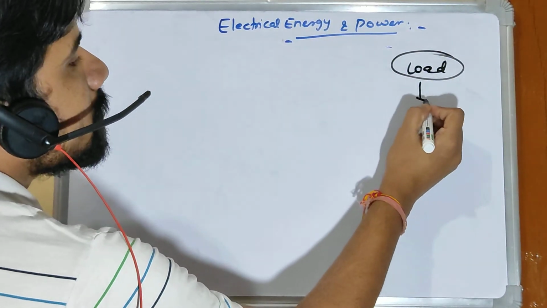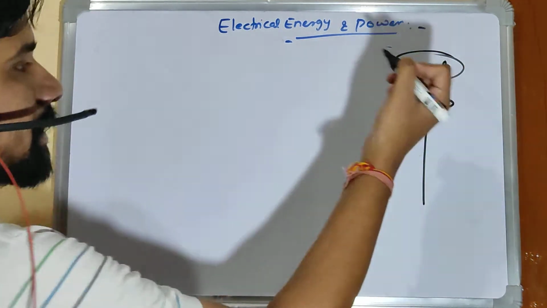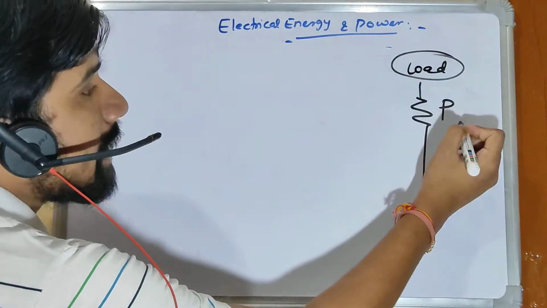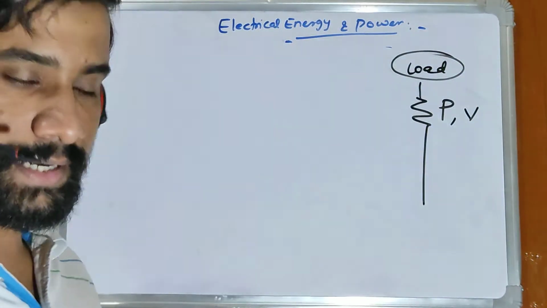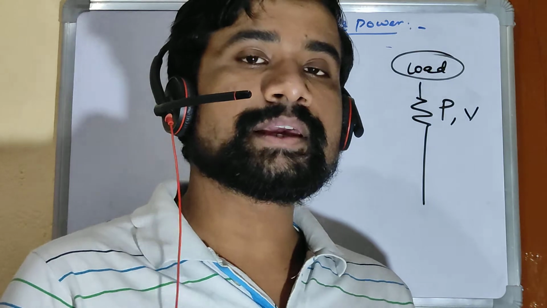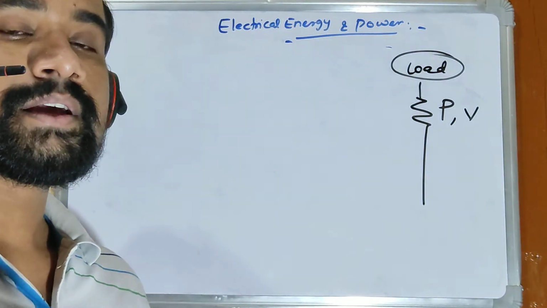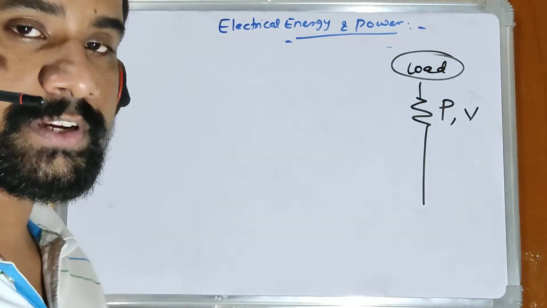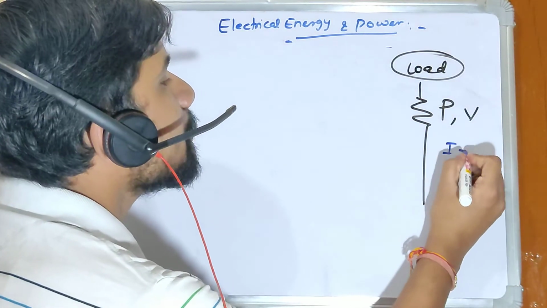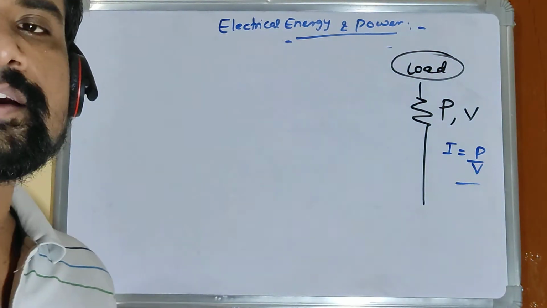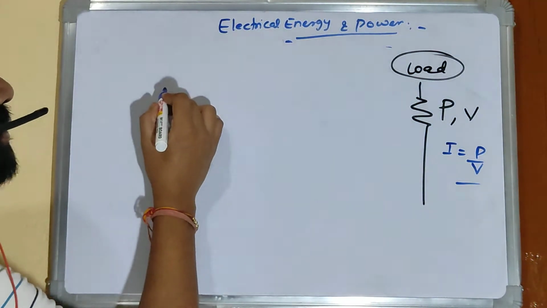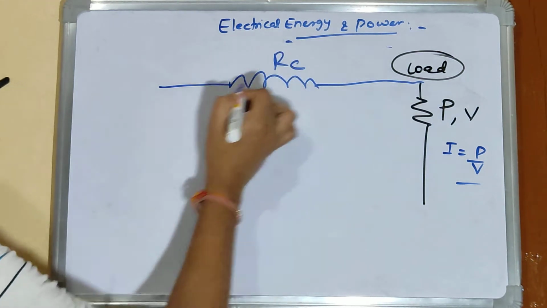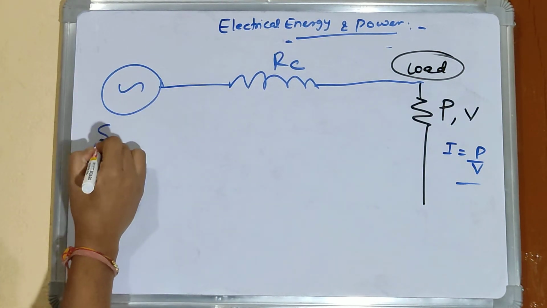If there is a load which needs a power P and has a voltage V, and we need to feed this load from a transmission line, right? We need to feed this load. So how much current do I need? I need a current P by V. This much amount of current I need, right? And I have a transmission line, right? This is a transmission line which has a resistance of RC, and this is my source.